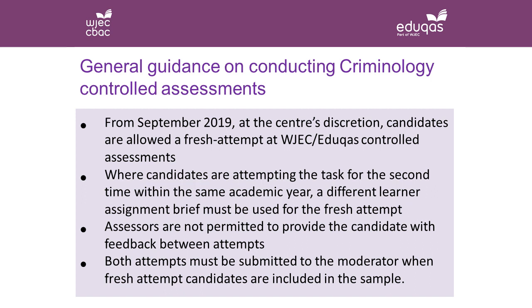For example, a fresh attempt means that if a candidate makes a first attempt at Unit 1 in February, but wishes to attempt the task for a second time before marks are submitted in May, this is allowed. However, the candidate must use a different brief the second time. They cannot improve on their first attempt, and no teacher feedback can be provided between attempts. Where a candidate does attempt a controlled assessment task twice, if that candidate is included in the sample to be sent to WJEC for moderation, both attempts must be submitted to the moderator.